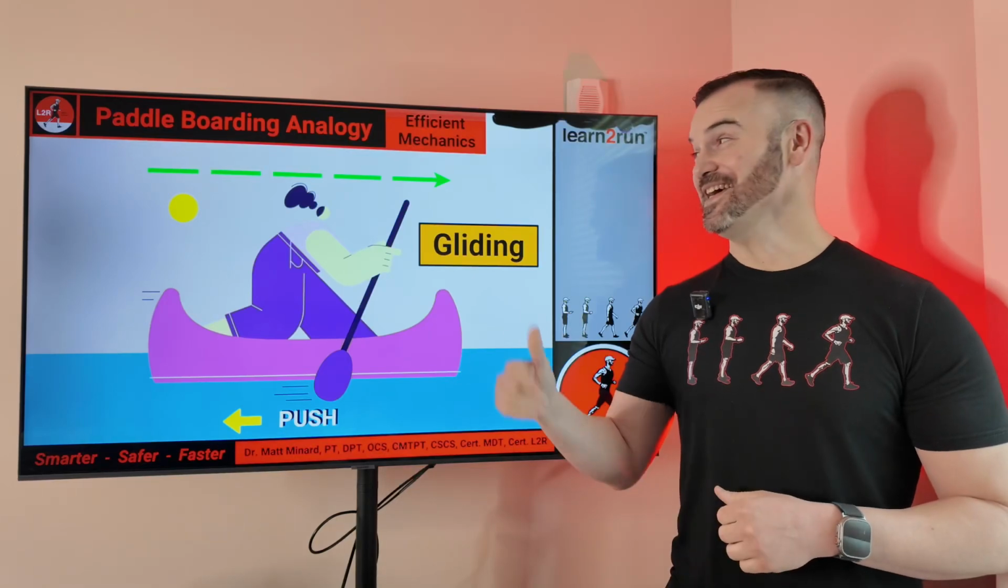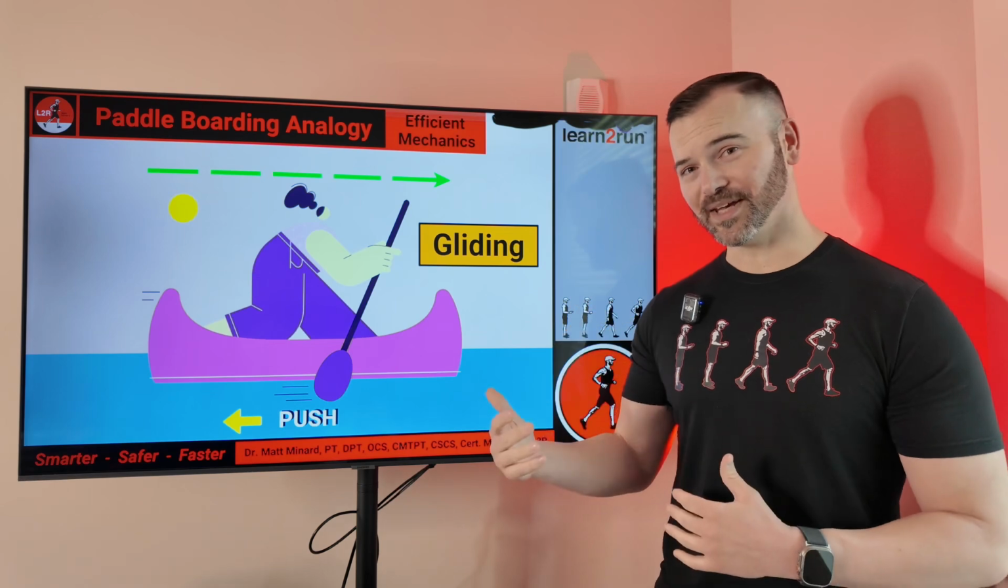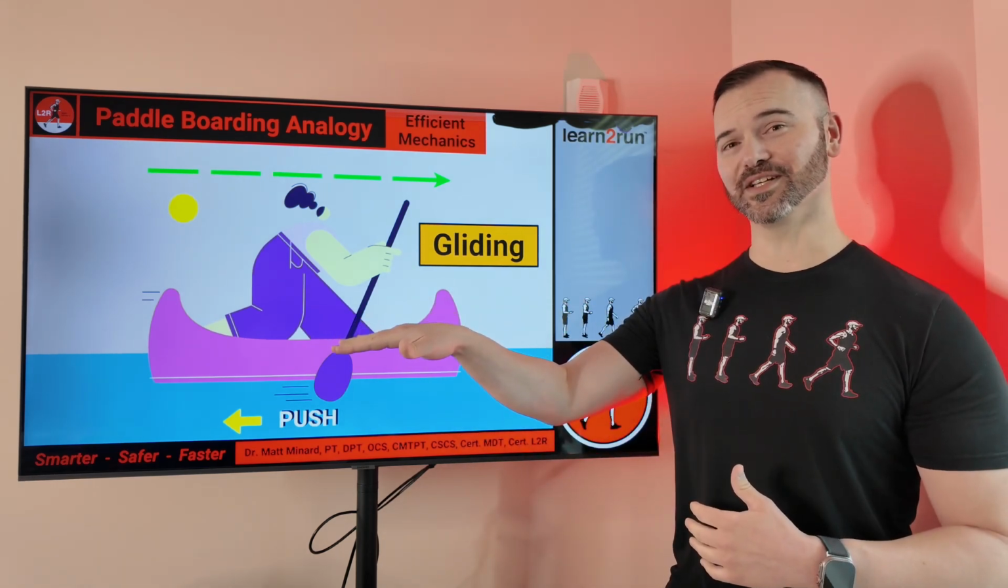Y'all ready for this? I'm going to connect my favorite analogy, paddle in the water, with running mechanics and the different components of gliding, moving horizontal.